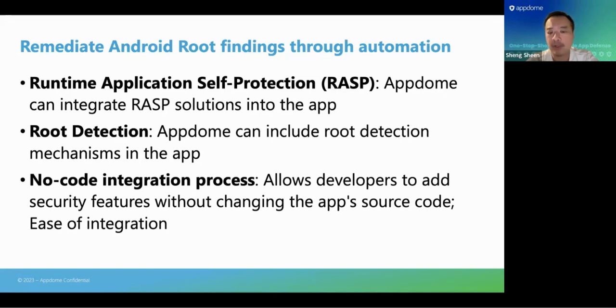Now, what sets Appdome apart from some of its competitors, or from doing it yourself, is that there's no code integration process. This means developers can add the security without delving into the intricacies of implementing security code for mobile apps. This ease of integration becomes a significant advantage, especially when you're building out an application, spending a lot of time building the application itself, and really don't have the time to be concerned about the security aspect of protecting that application.